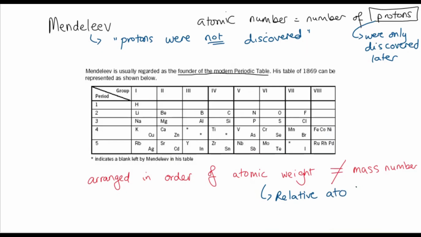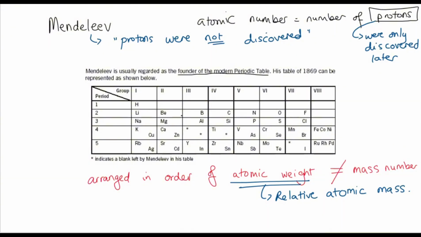Relative means comparative. So they compare the weight of each element and they weigh it from lightest to heaviest. So relative atomic mass, right? That is what the atomic weight is, the relative atomic mass. That's really important that you understand that. Next part. So he kept ordering it in this relative atomic mass, getting heavier and heavier as you go across.